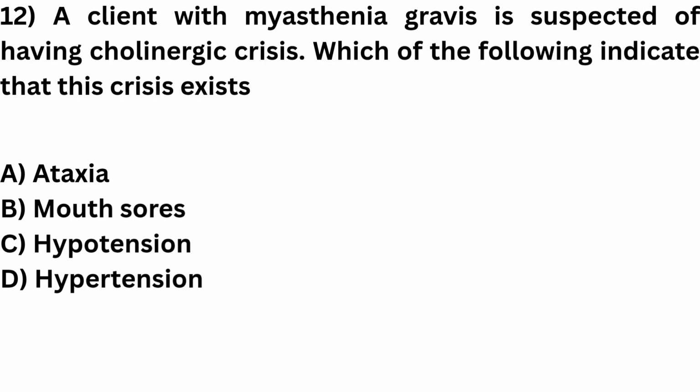12. A client with myasthenia gravis is suspected of having cholinergic crisis. Which of the following indicate that this crisis exists? A. Ataxia. B. Mouth sores. C. Hypotension. D. Hypertension.